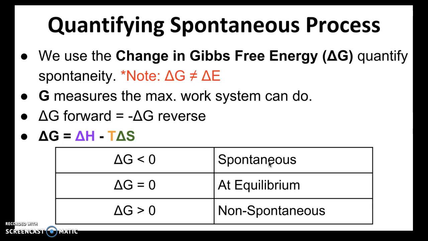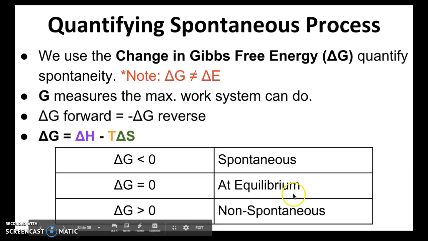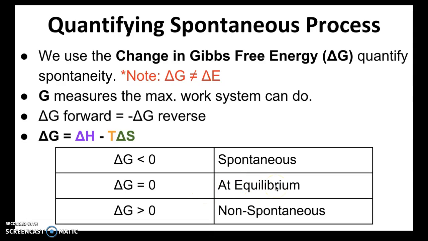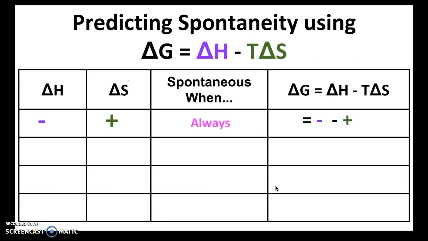Finally, again, this equation shows up all the time. Please make sure you memorize it. All right, so let's go through what the signs of delta G mean. If it's negative, then it's spontaneous. If it's 0, that means it's at equilibrium, so the forward and the reverse reactions are equally spontaneous, and so delta G is 0 there. And then the last one is if it's greater than 0, it's positive, it's non-spontaneous.